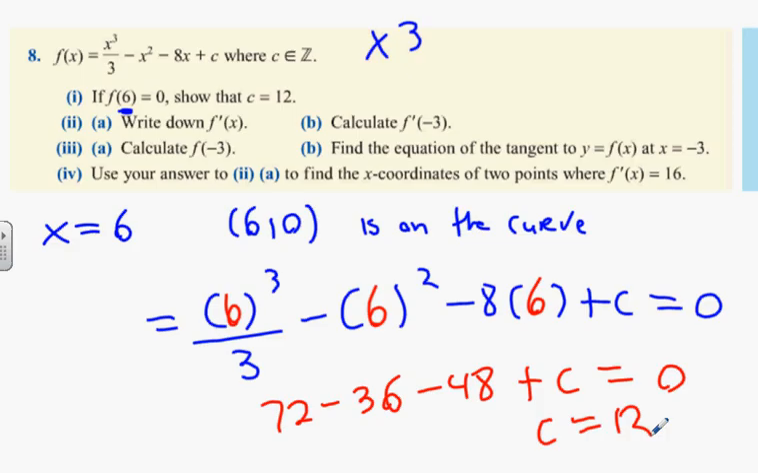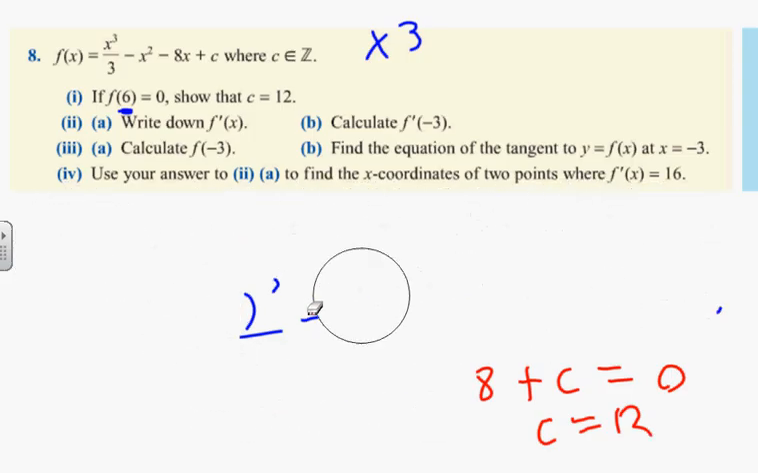Any questions you want to ask me about that one? Anything about the language? How did I know to do it? Okay. C equals 12. Now, write down f dash x. That's easy. Replace c with 12.